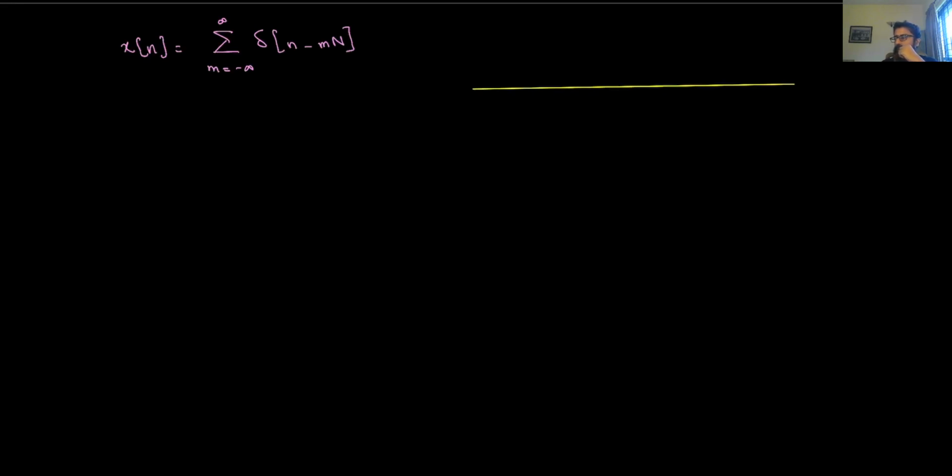So what do you think the answer should be? Sir, n minus mn is equal to... at n equal to mn there will be an impulse, one impulse. So the first thing is, let's sketch it out. So what does this impulse train look like? At n equal to mn there will be one impulse, a positive impulse.